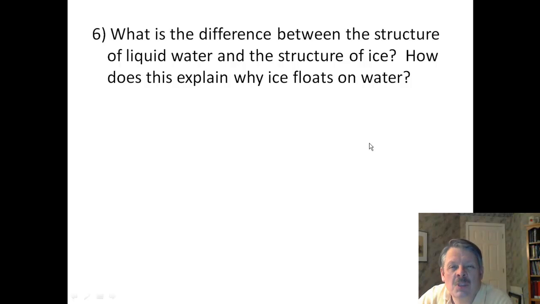Okay, what's the difference between the structure of liquid water and the structure of ice? And how does it explain why ice floats on water? Well, think of it this way. Let's say that you go into a room and there are bunches and bunches of people. The room is extremely crowded. Okay, and every person is standing there. This is a top view of a person. That's their head. And out coming this way is their arm, and out coming that way is their arm as well. Now let's think of all of these people in a room.